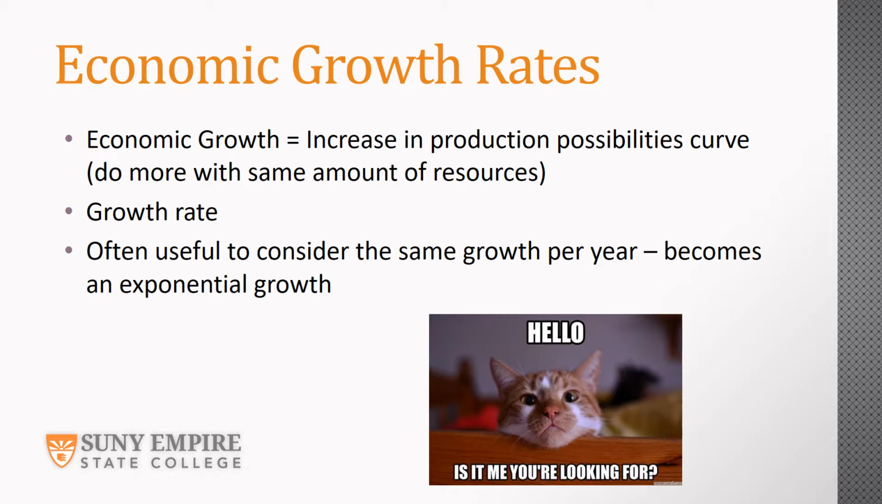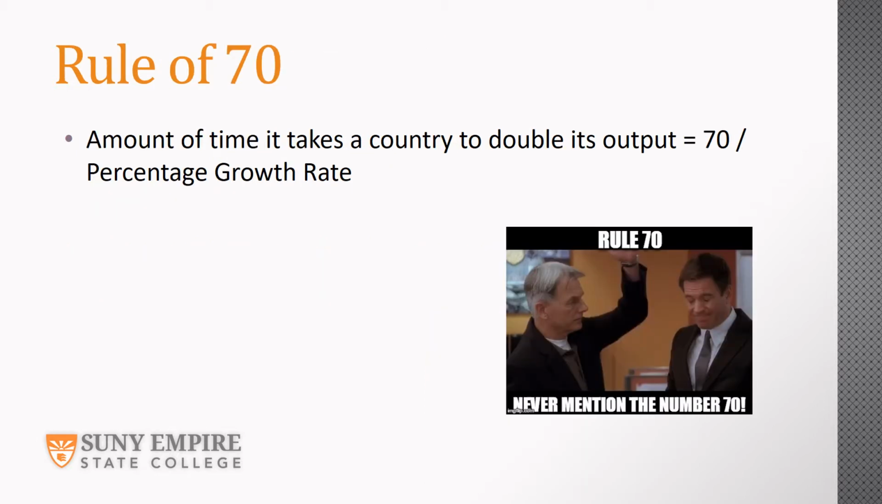Economic growth happens when production increases without increasing the assets required. This shifts the production possibility curve outward. When considering this growth rate, it is often useful to consider the effects of having the same rate of growth per year. This becomes exponential growth. Knowing this growth rate allows a good approximation of how long it will take for the nation to double its output. The rule of 70 states that the time it takes for a country to double its output is approximately 70 divided by the growth rate.